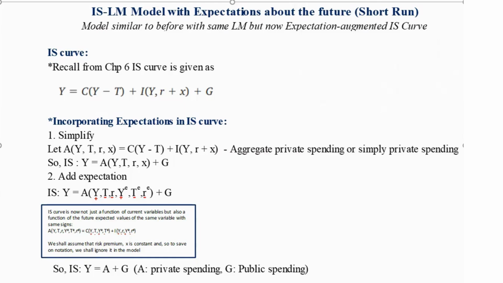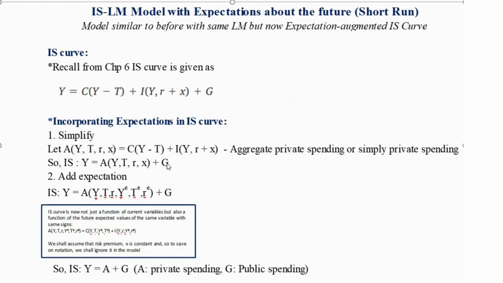The first step is that we'll simplify it, where we will write A to be a sum of consumption and investment, where A represents aggregate private spending, or simply private spending. So the first step is just a simplification. So we've written our IS curve as Y is equal to A plus G. We have just grouped together consumption and investment under private spending because we know G is public spending. So we have IS: Y is equal to private spending plus public spending.